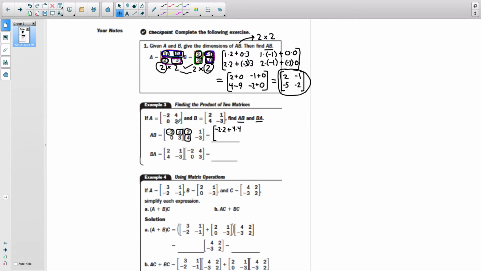All right, and then I'm going to move on: first row times the second column. So that's going to give me negative 2 times 1 plus, and then second entry times second entry here. So 4 times negative 3.